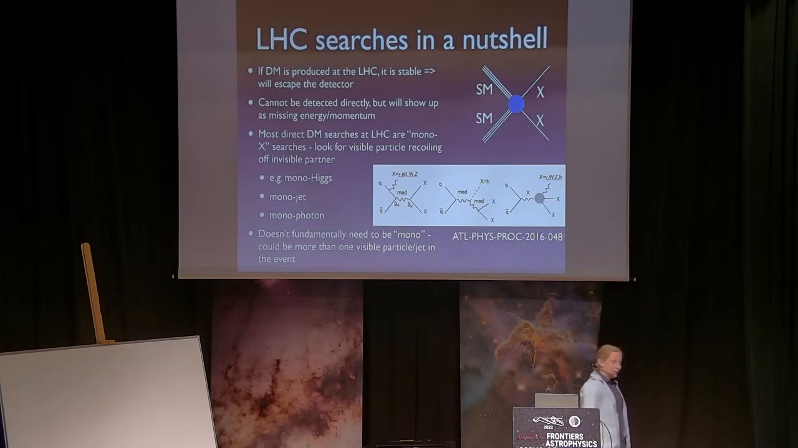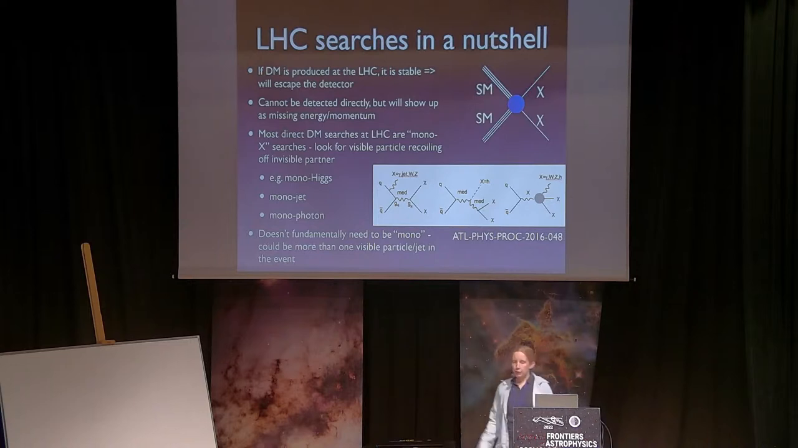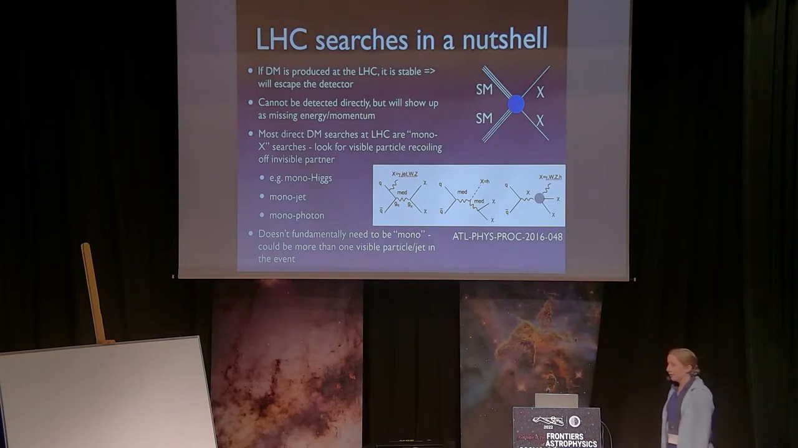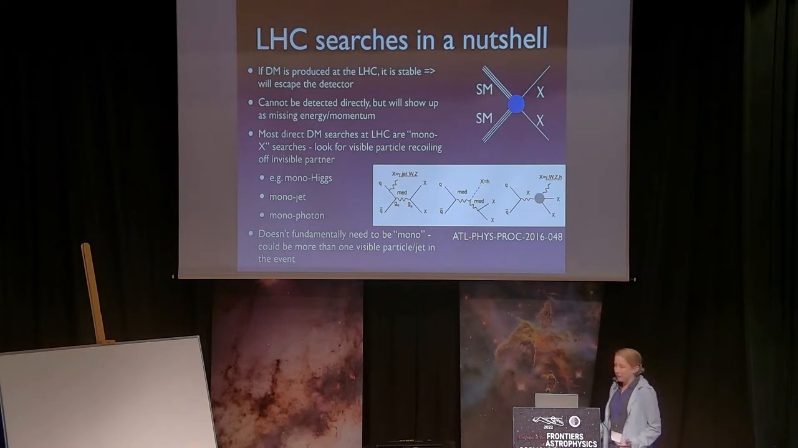All right, so here is my attempt to summarize the kinds of LHC searches that you can do for dark matter with one slide. The basic idea of dark matter searches at accelerators, as opposed to mediator searches at accelerators, is that dark matter is stable. We know it's stable on the lifetime of the universe, so if we make it in an accelerator, it's going to get out of the detector. It can't be detected directly, but it will show up as missing energy and momentum.